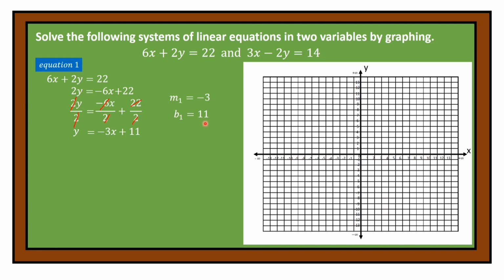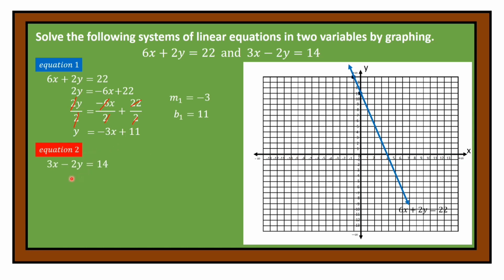So pwede na natin silang i-graph. So ang ating y-intercept ay nasa y-axis which is equal to 11. So, this will be our first point. And then, from this point, move tayo 3 steps upward. So, 1, 2, 3. And then, since ang slope ay negative, we're going to run papunta sa left side. So, 1 step. And this will be our second point. So, connect the 2 points using a straight line. So, ito yung ating first equation. 6x plus 2y equals 22.